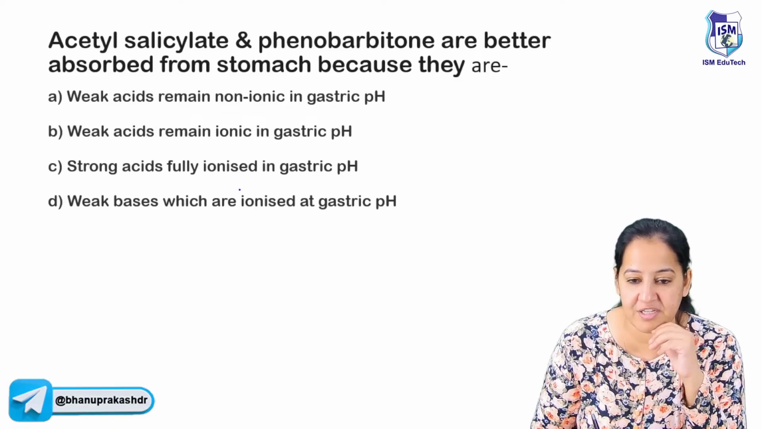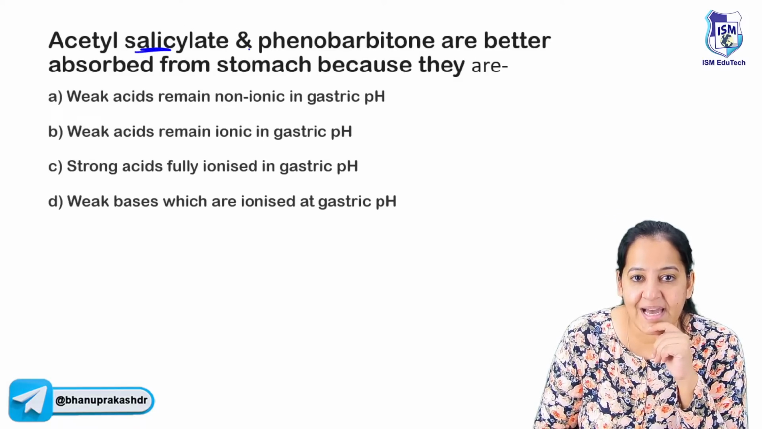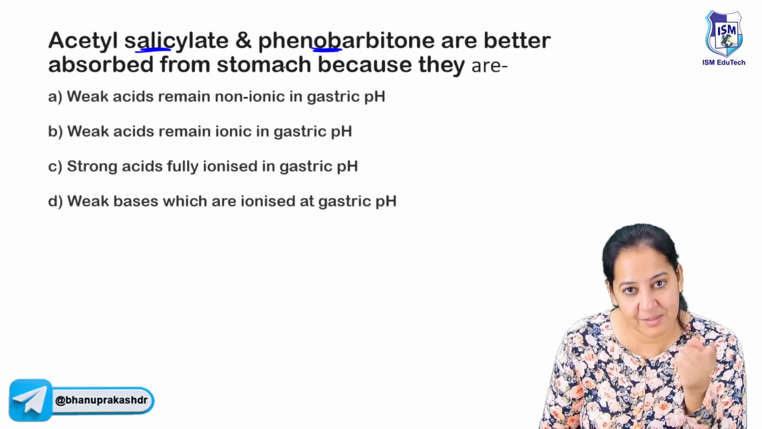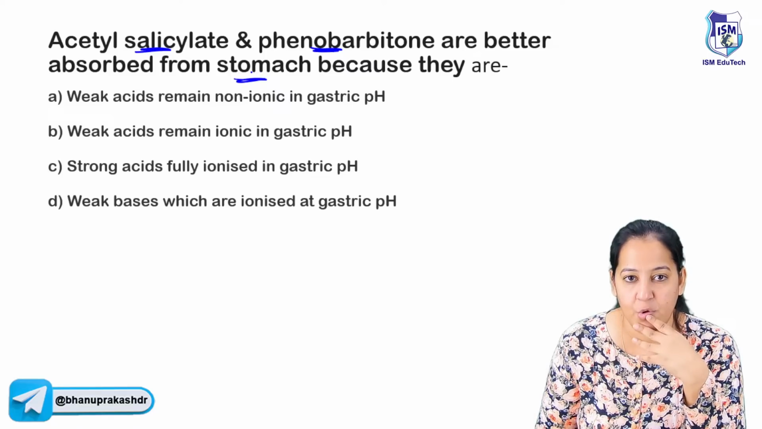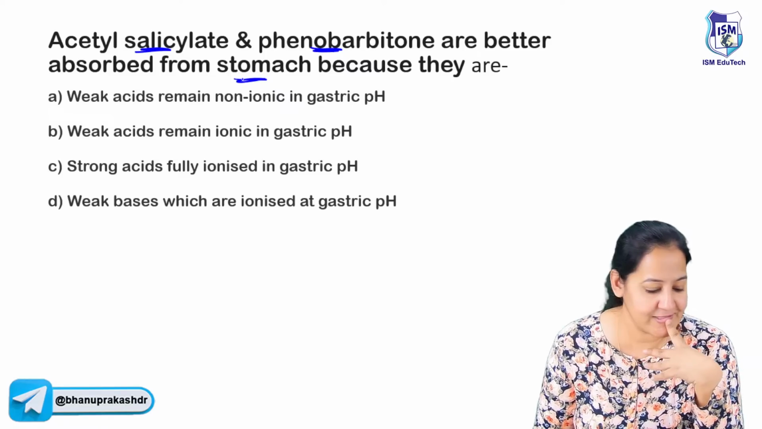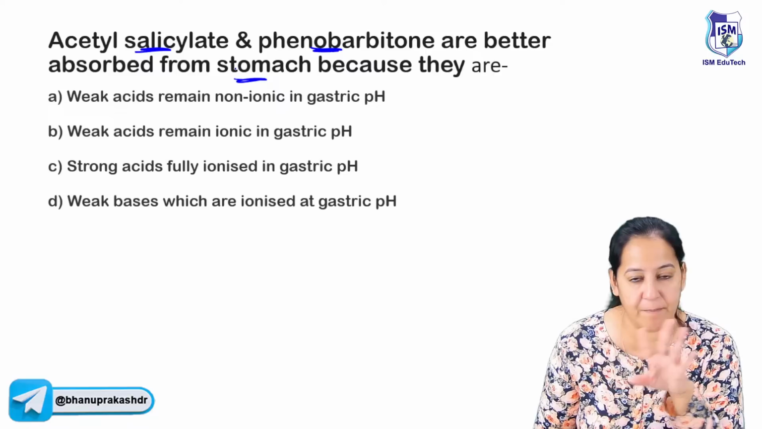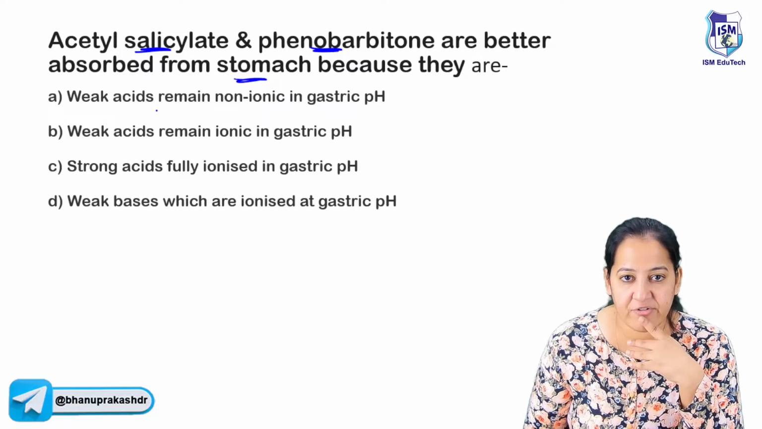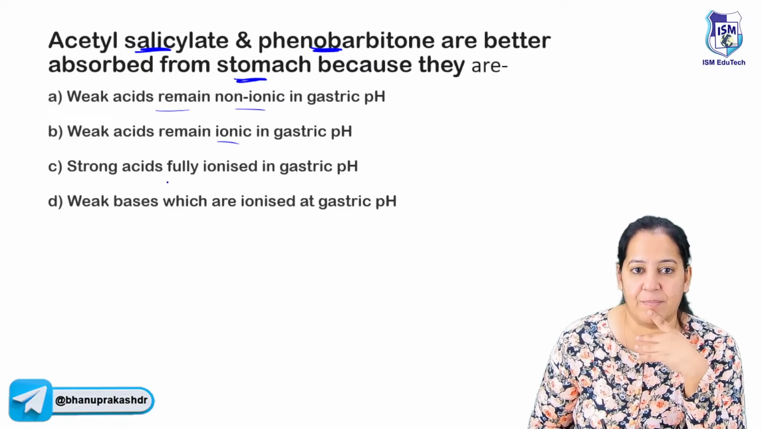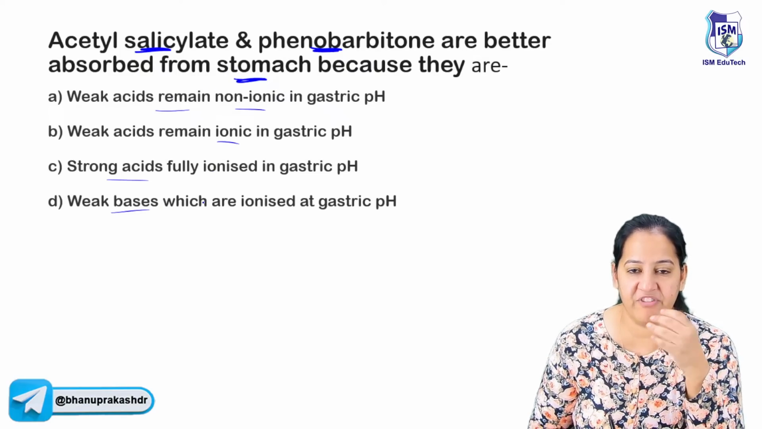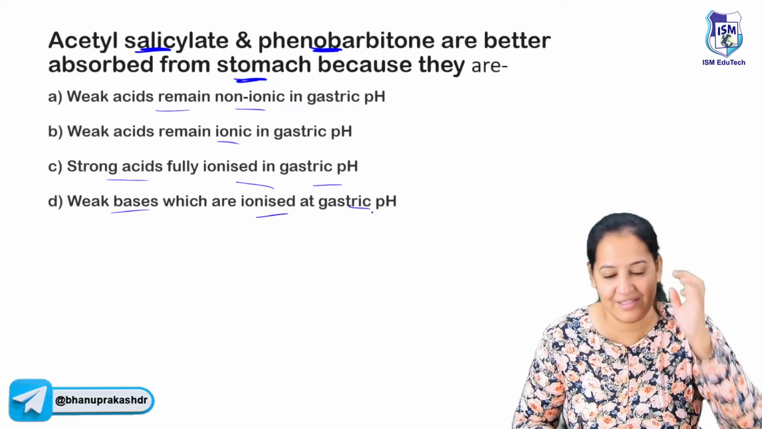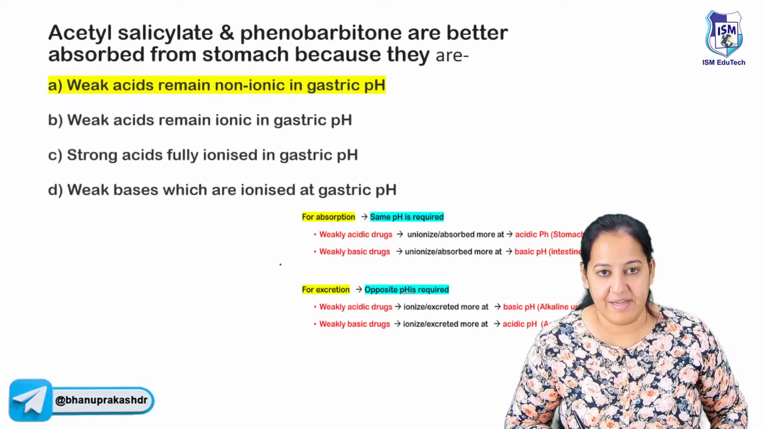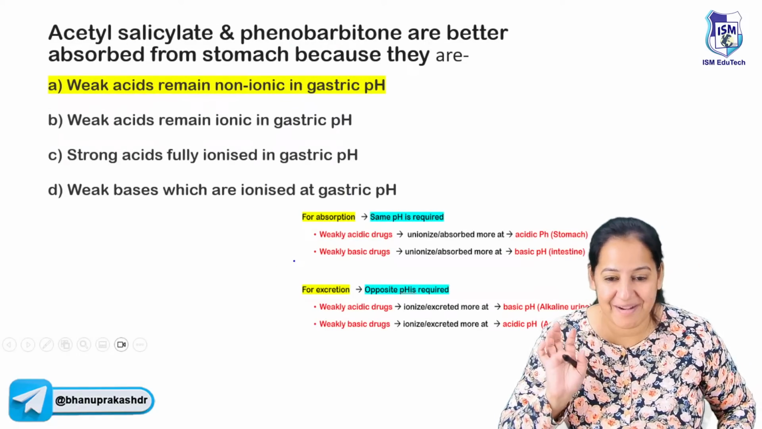Okay, read the next question and tell me the answer. Acetyl salicylate and phenobarbital. These both are better absorbed from the stomach. Why are they better absorbed from the stomach? What is the correct answer? First you tell me the answer, then I will give you the complete concept about it. Do the drugs remain ionic or non-ionic at gastric pH, or are they strong acids or weak bases, ionized at gastric pH? What is the correct answer? Let me tell you. No, C is not the correct answer. It's a little bit confusing concept.